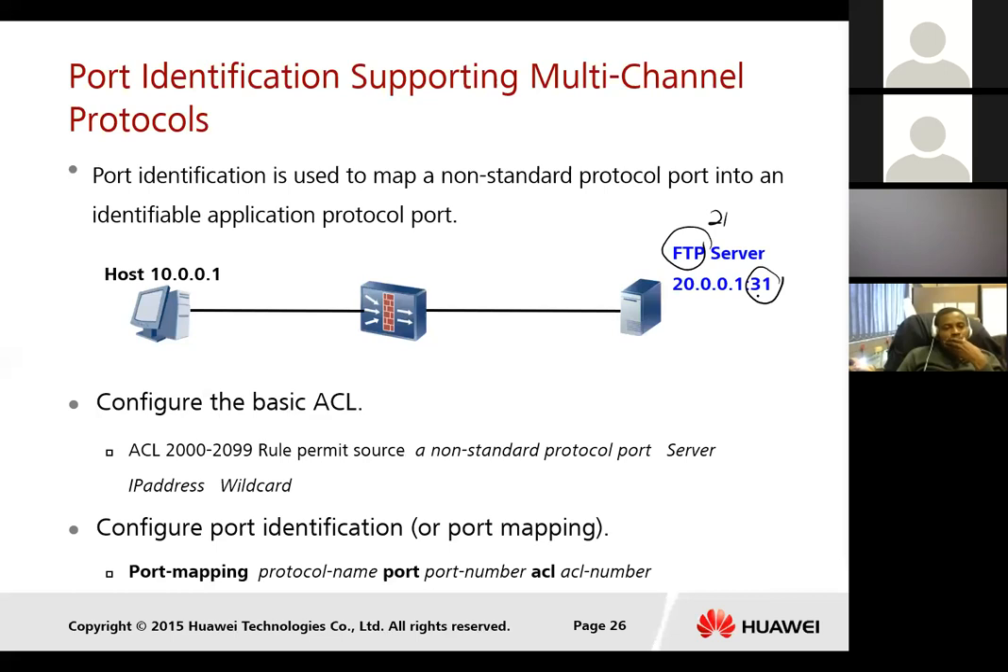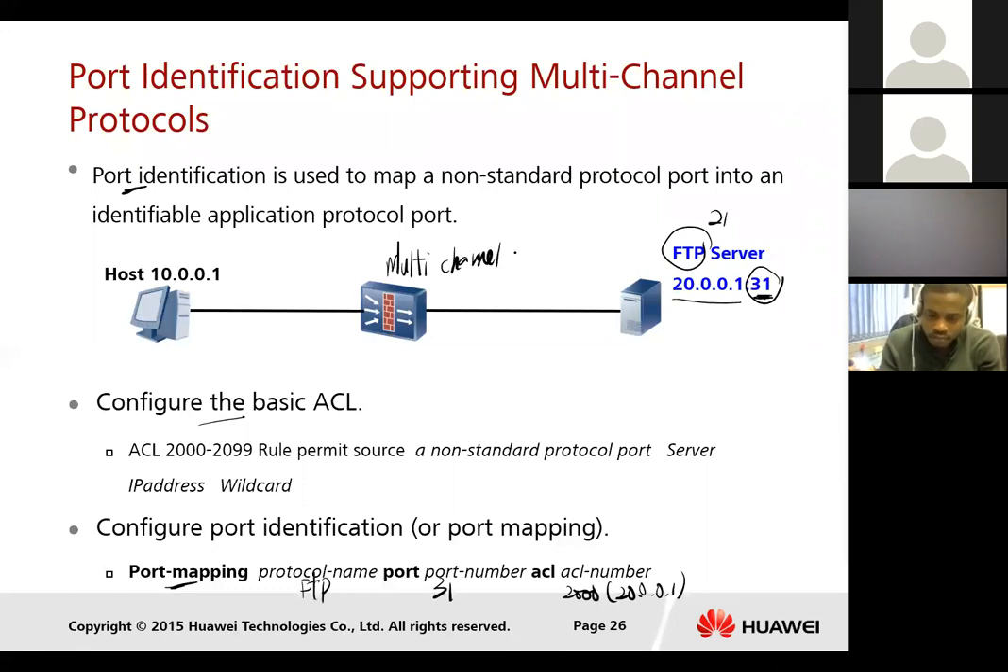So let's say you are going to change your FTP port, you need to perform the port identification at the beginning, something like this. Configure the ACL 2000 to allow this address, and a port mapping of the protocol name FTP port 31 ACL 2000. So you need to have a port identification to say that right now you're modifying the port already. Otherwise, when you just change the port to 31 without informing the firewall, it will not be able to perform the multi-channel protocol.